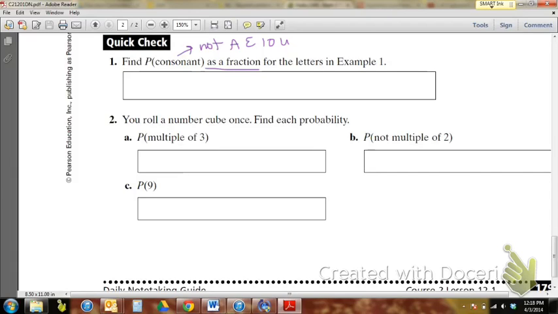Number 2, you roll a number cube. So that's like a pair of dice. So those have the numbers 1 through 6. So what's the probability of getting a multiple of 3? Multiples of 3 are 3, 6, 9, 12, and so on. Probability that it's not a multiple of 2, that's like your odd numbers. That's 1, 3, 5, 7, 9, and so on. And then the probability of getting a 9. Okay, so find those 3 probabilities, and we'll check your work in class.